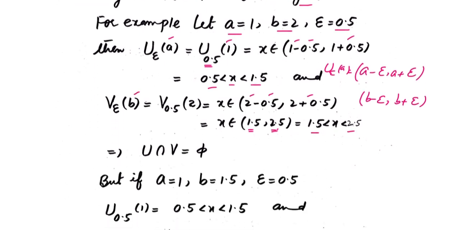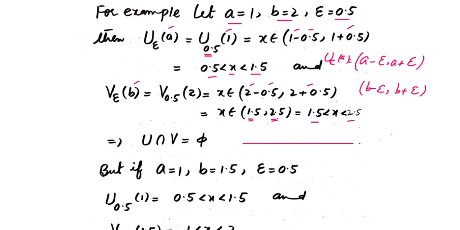If you draw these two intervals on a real line, you can notice that the first interval is 0.5 to 1.5, open interval. The second is 1.5 to 2.5. This is my set U and this is my set V. You can notice that there is no portion that is common between U and V. So for this example, the intersection of U and V is empty.